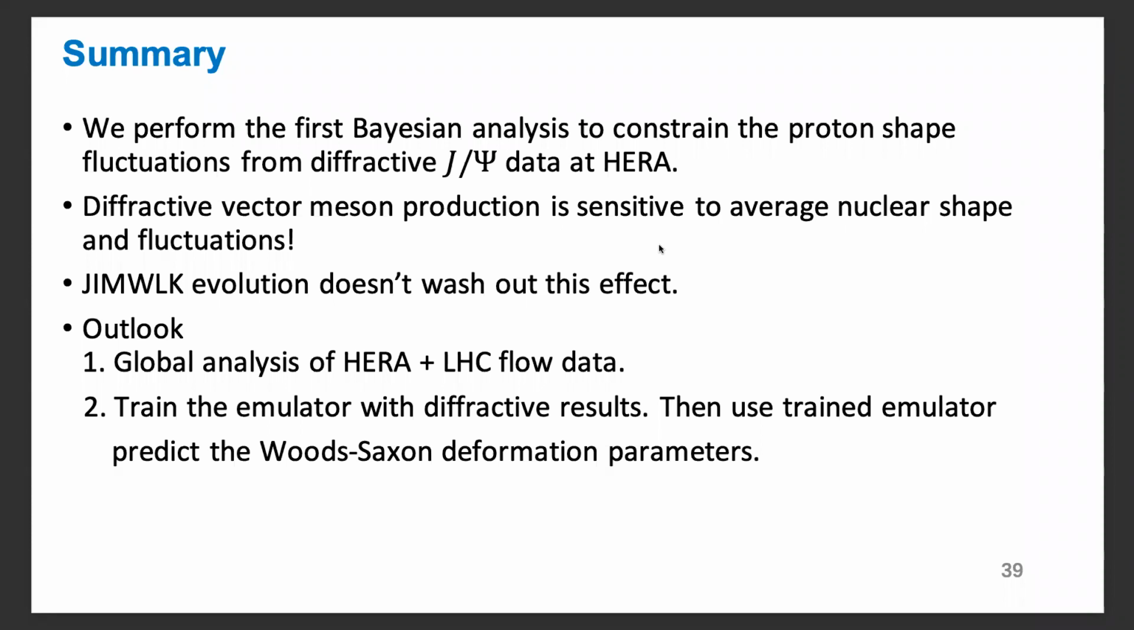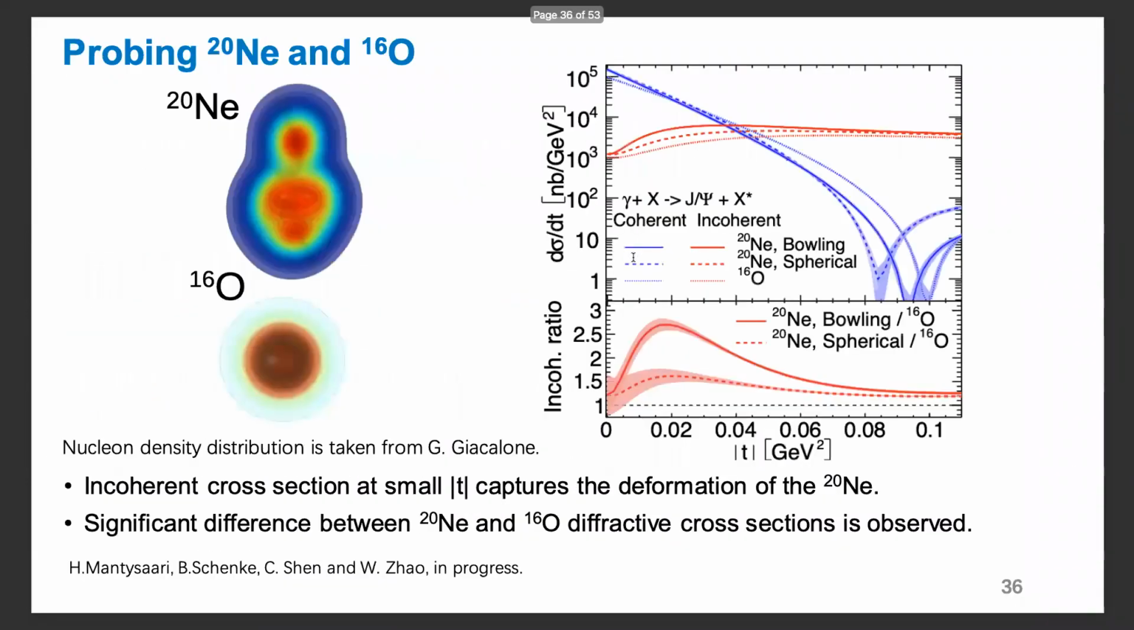Back to the neon plot. Because there is the clustering. Oh, it's not really clear here. But this is a very small.